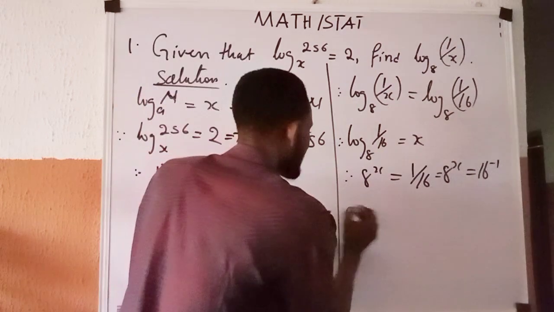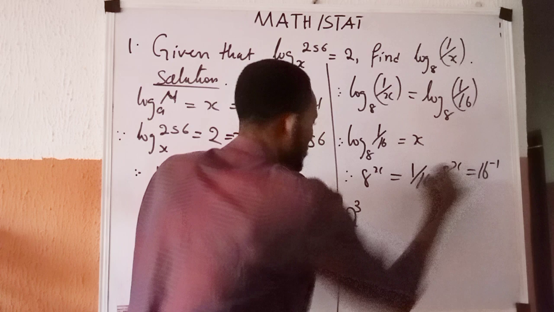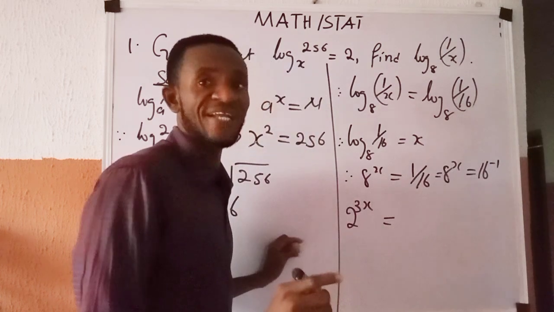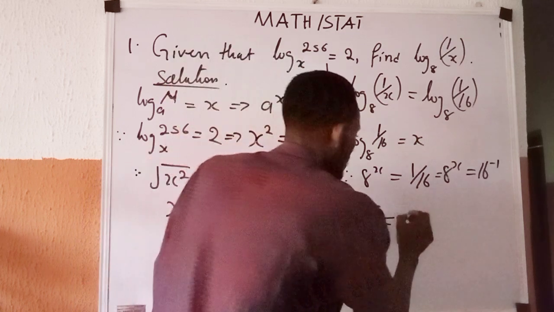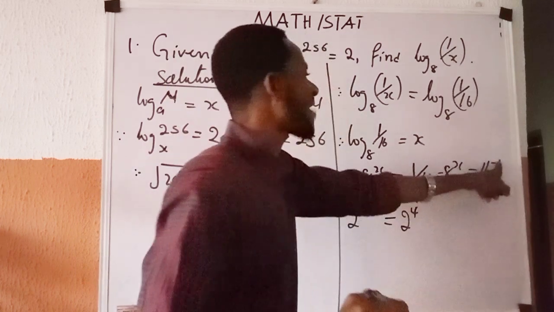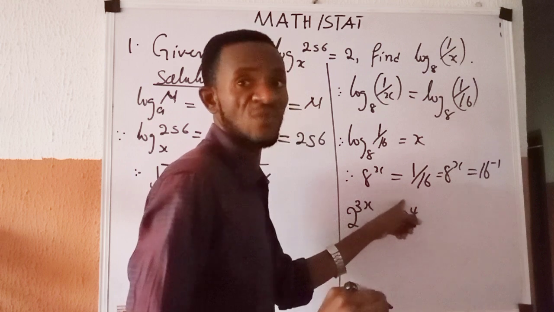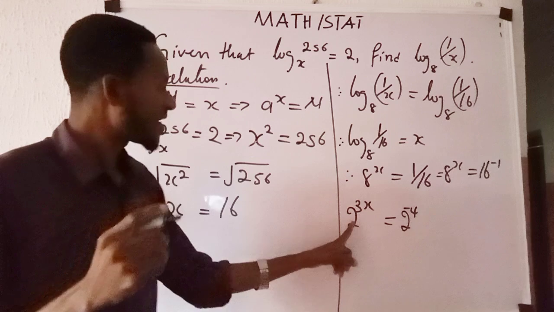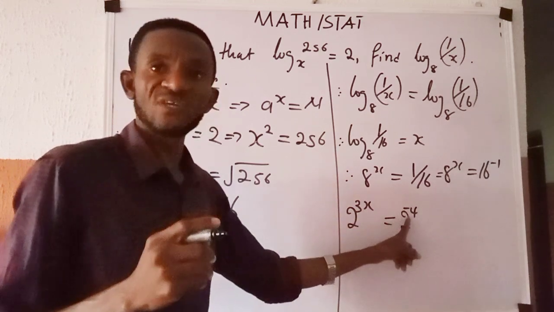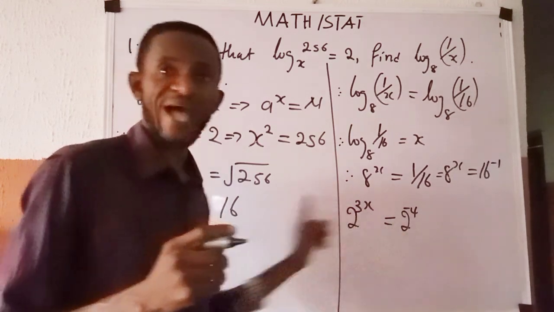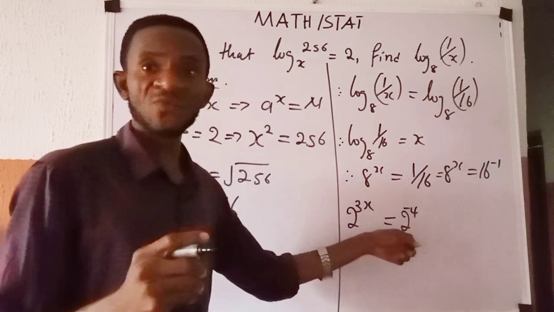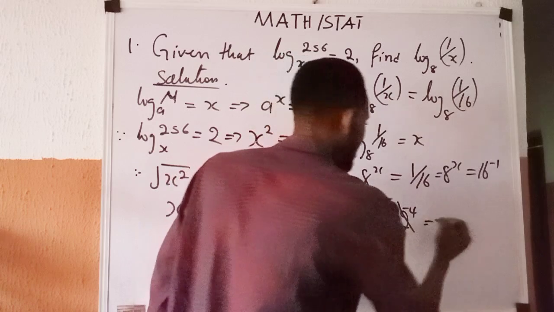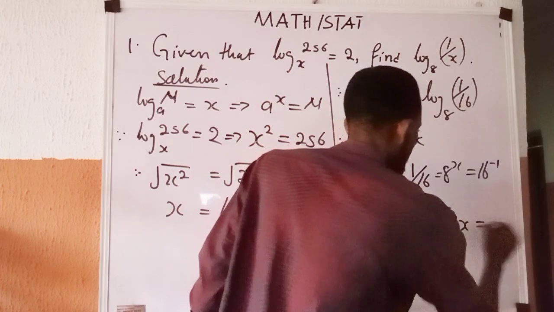So I have 2 raised to power 3 for this 8, but I'm still having another x left here. I can equally express this 16 in index form, which is 2 raised to power 4. But because I have minus 1 here, that minus 1 will affect this 4, and what I have here becomes minus 4. Now the base here is 2, the base here is 2. In indices, once the bases are the same on the left and right hand side of an equation, they can cancel off. So this and this is gone, and this implies that my 3x is equal to minus 4.